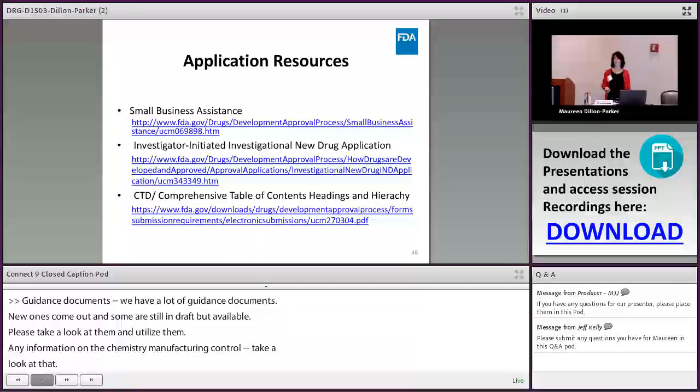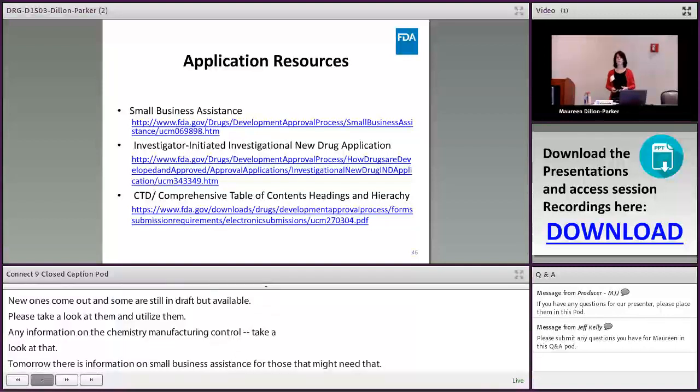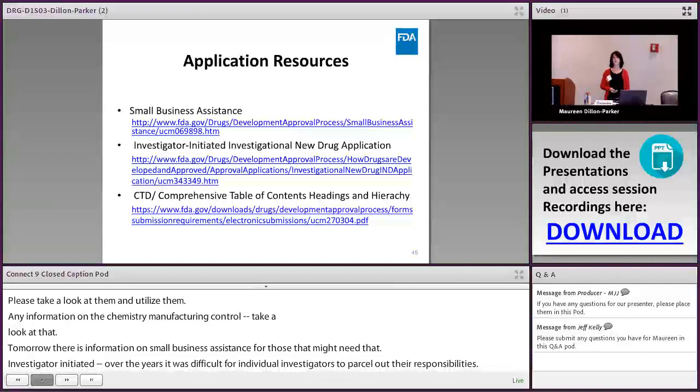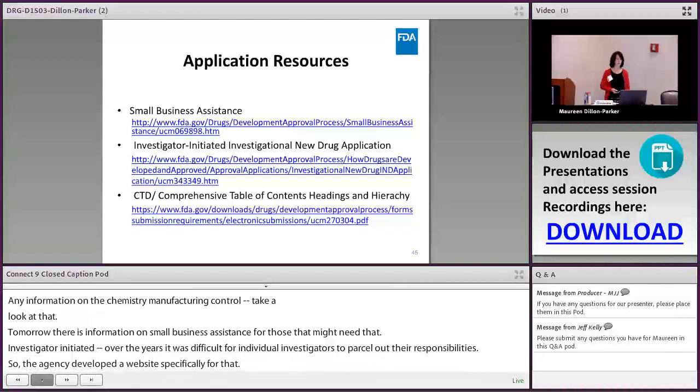Investigator initiated. Over the years, it was really difficult for individual investigators to parcel out what their responsibilities were for IND submissions. And so the agency has developed a website specifically for that. It's set up very well. I click on the links. I find it very, very helpful, even if you're doing a commercial IND. So take advantage of the information that's there.